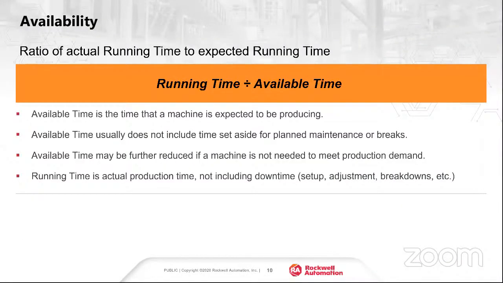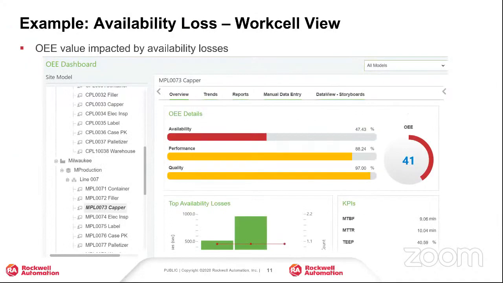Now, let's talk about each of these metrics, each of these parts of an OEE calculation. Availability. What is availability? Ratio of actual running time to the expected running time. So if your machine is supposed to run in a shift for 8 hours and it is only running 6 hours, then your running time is 6 hours and your available time is 8 hours. So availability actually is very easy to calculate. Out of that 8 hours of shift, it was only available 6 hours, right?